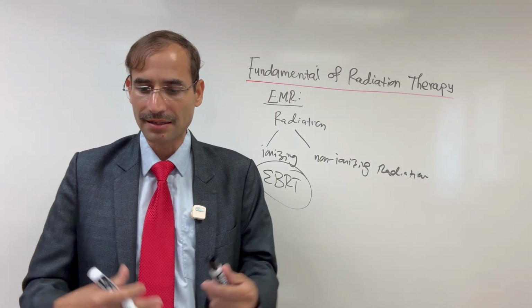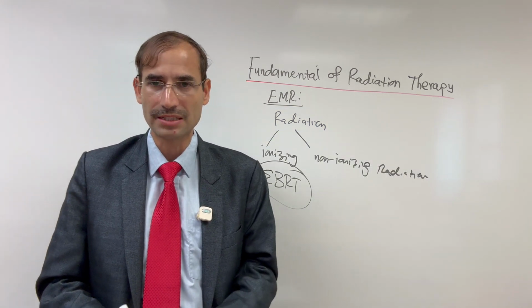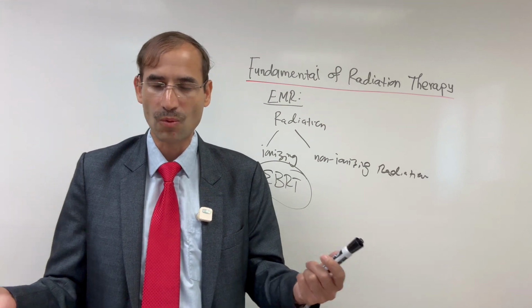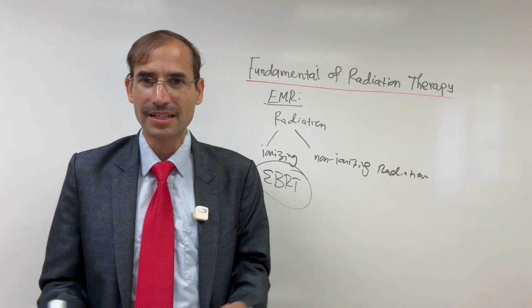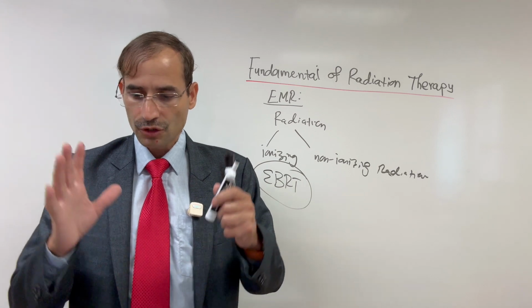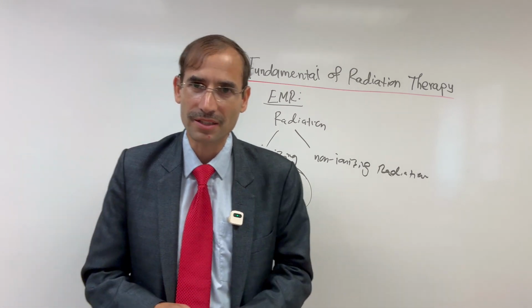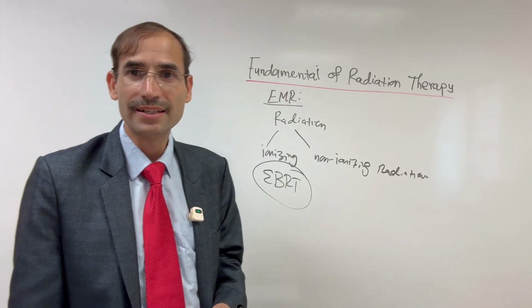These gamma rays can have different energies. Maybe the cobalt 60, that is an important one. It has a 1.17 to 1.33 mega electron volt energy range. So these are the types of radiation we're going to use to treat the cancer.